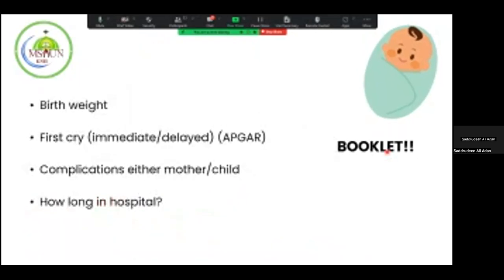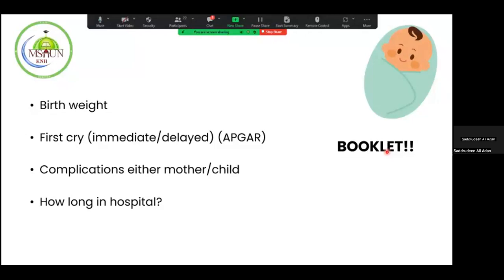Still on the birth history, what was the birth weight? What was the first cry? Was it immediate? Did the baby just cry upon birth? That's a very good sign. If it's delayed, that's a worrying sign. This baby probably is not okay. And that's why we do the APGAR scoring. I'll just introduce it, but you just say it's immediate or delayed.